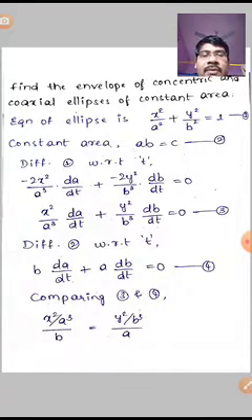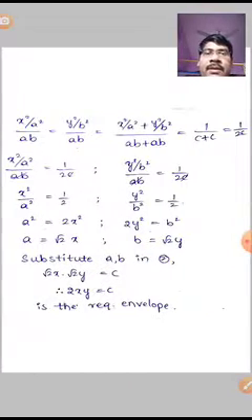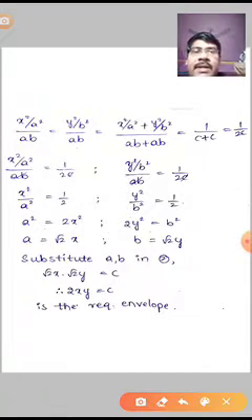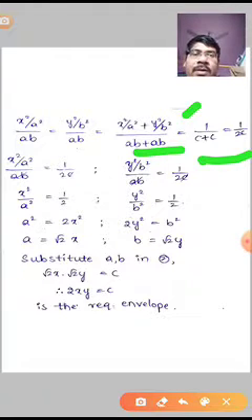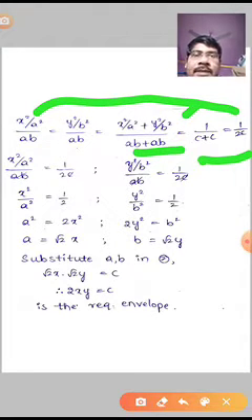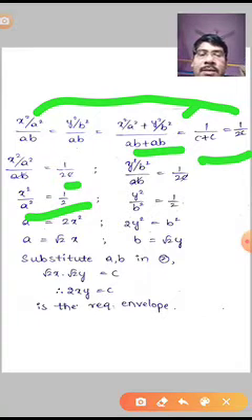Here from 3 and 4, x square by a cube by b is equal to y square by b cube by a. Here x square by a square by ab is equal to y square by b square by ab, that is equal to x square by a square plus y square by b square divided by 2ab, that is equal to 1 by 2c. Here you have to compare these two. x square by a square by c is equal to 1 by 2c. Both sides c cancel, that is x square by a square is equal to 1 by 2.